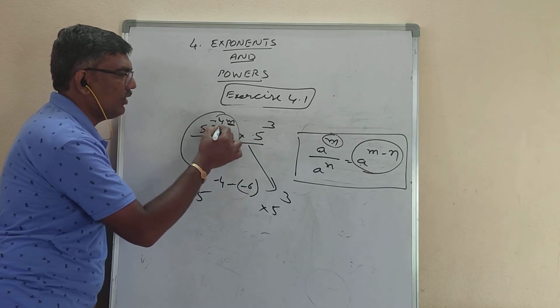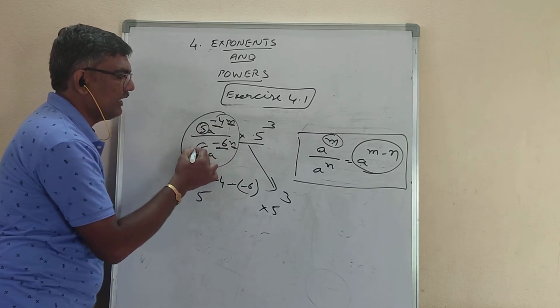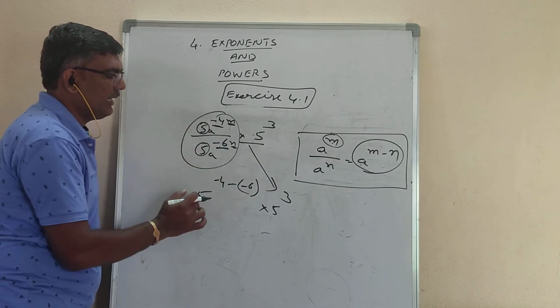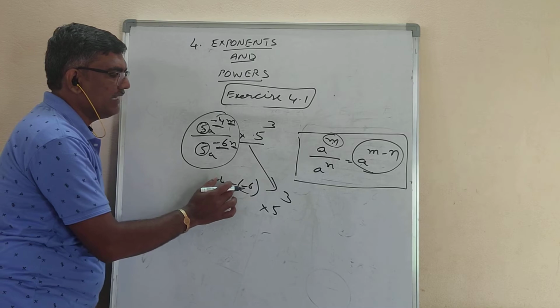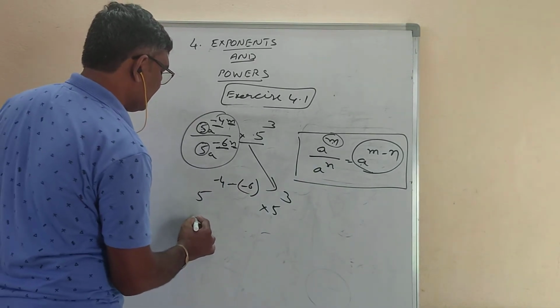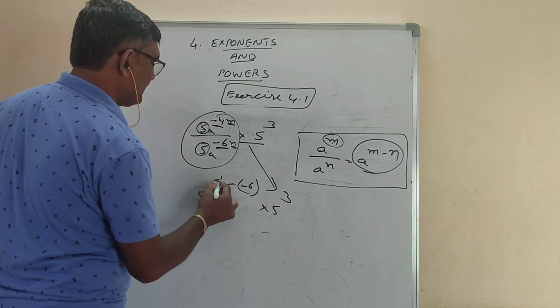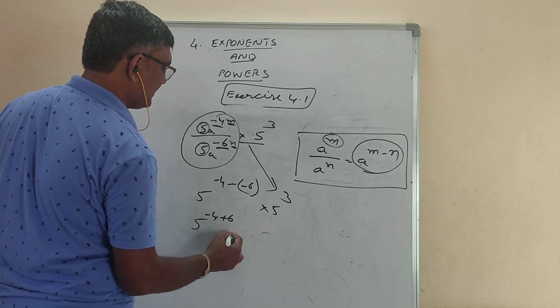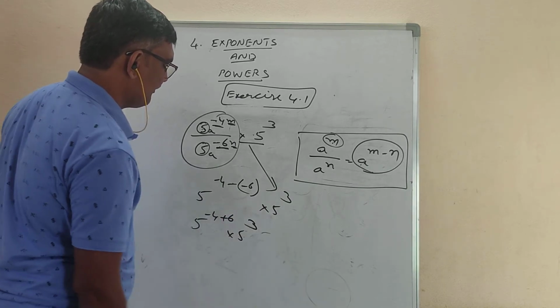In place of m you have minus 4, in place of a you have 5. A power m by a power n is a power m minus n. Okay. Now I have to simplify this one. 5 power minus 4 as it is written, minus of minus 6 is plus 6, into 5 cube.